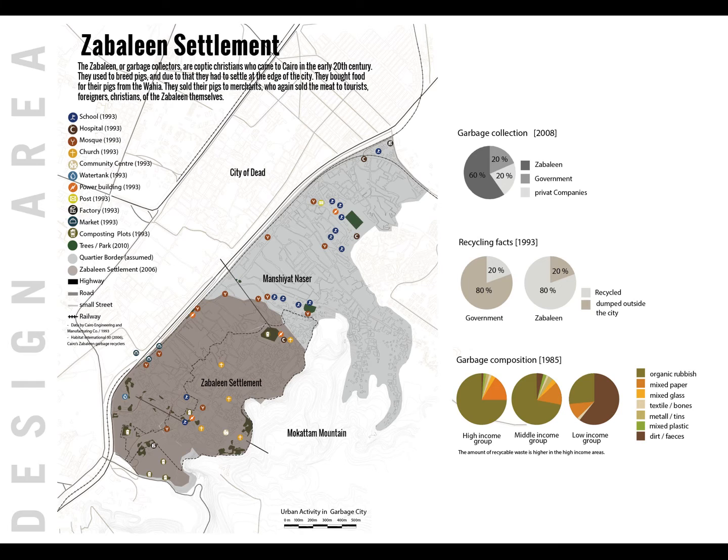The bottom graph shows the garbage composition and how it differs based on the income level: high, mid, and low. The other two graphs show garbage collection and recycling facts, comparing the government activity to the Zeppelin activity.